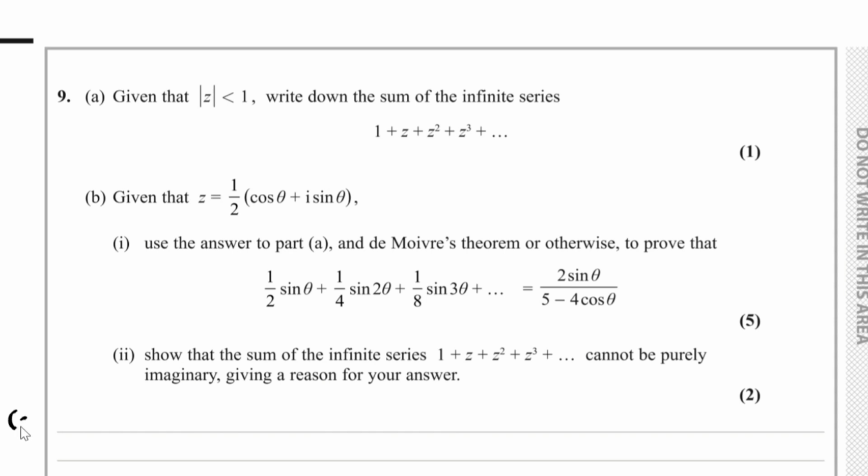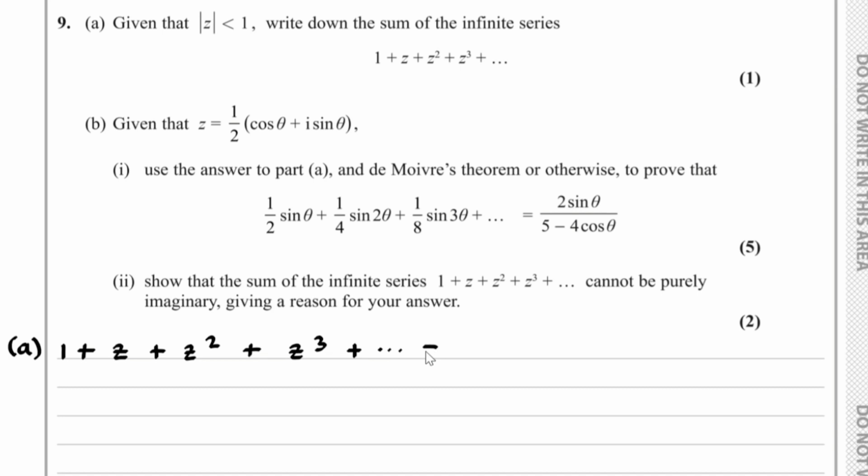So, for part A, we've got 1 plus z squared plus z cubed, etc. The first term is 1, and then we're going to divide this by 1 minus the common ratio. To go from one term to the next, we multiply it by z. So the sum of this series to infinity is 1 over 1 minus z.